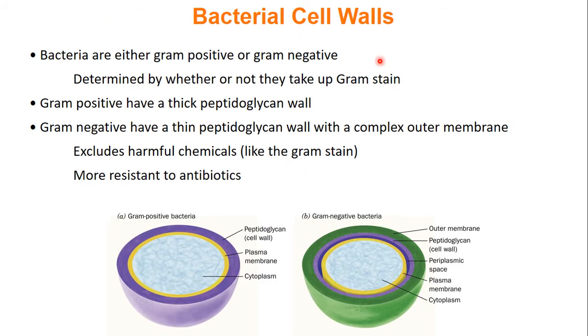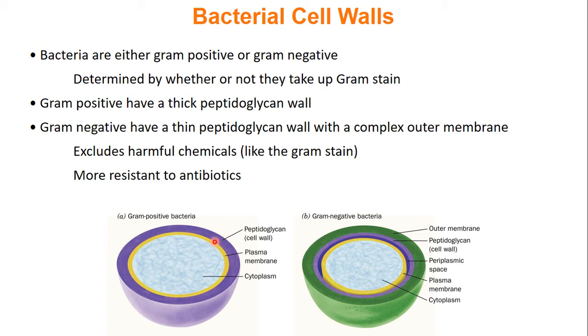Now, when we think about proteoglycans, we also see this in the bacteria cell wall. And bacteria will be either gram-positive or gram-negative. And this is just from whether they will take up a reagent we call the gram stain. Gram-positive will take up the reagent, gram-negative will not.